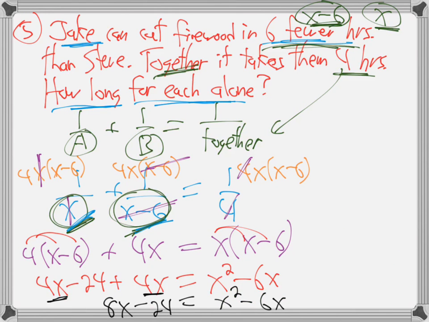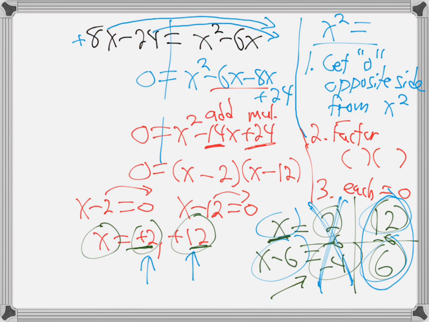Jake is 6 hours fewer. Jake is fewer hours. So Jake takes 6 hours. Steve takes 12 hours alone. That's how long they would take alone. Together it was 4. When they work together, it's 4, better than either one alone. It all makes sense now.